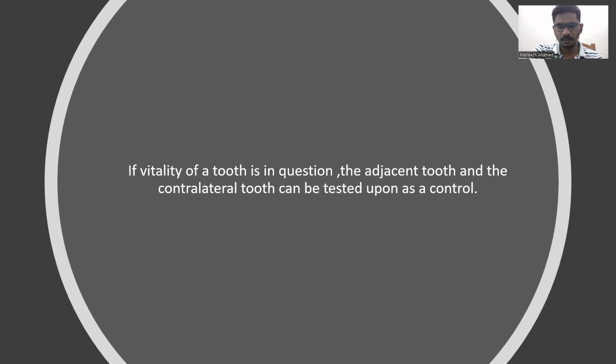Compared to a normal tooth, the tooth in question has an exaggerated response or a negative response. So we always need a control tooth for comparing the vitality. So this is very important when we do pulp sensibility testing by using thermal or electrical methods.